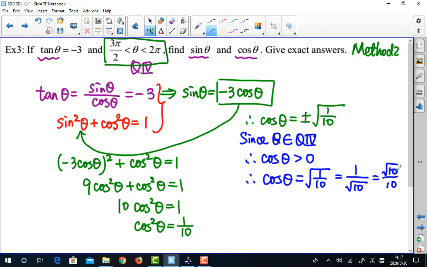After we got the cosine theta value, we can find sine theta. Sine theta equals negative 3 cosine theta. So it's negative 3 times root 10 over 10. Or you can just plug this 1 over root 10 in. Anyways, sine theta is negative 3 root 10 over 10, or you can just put down negative 3 over root 10 as the answer.